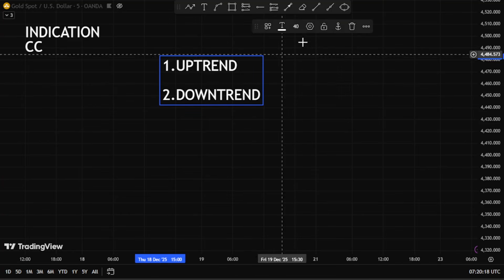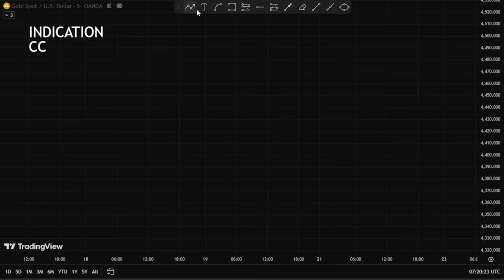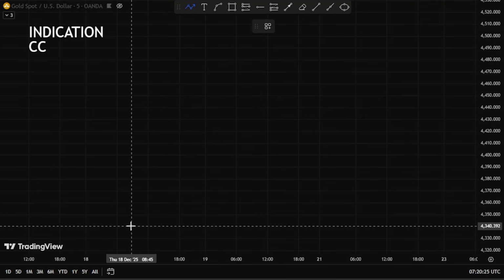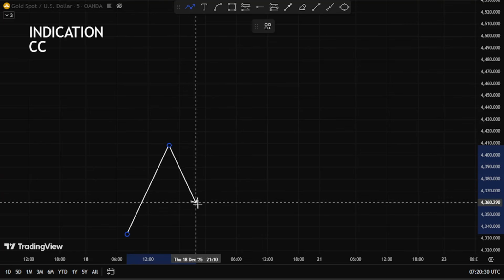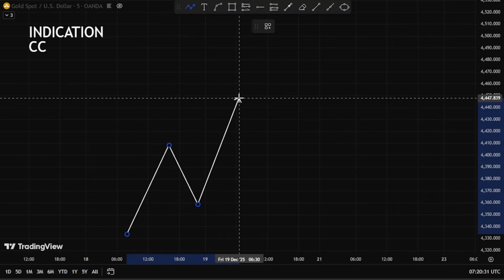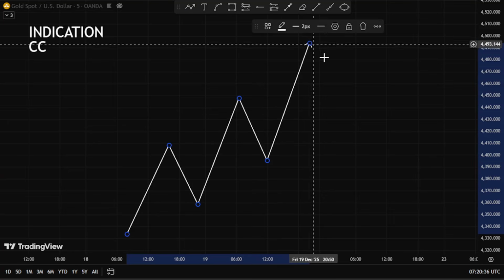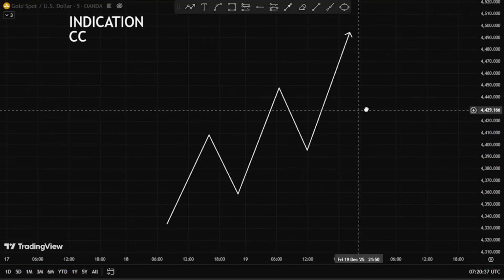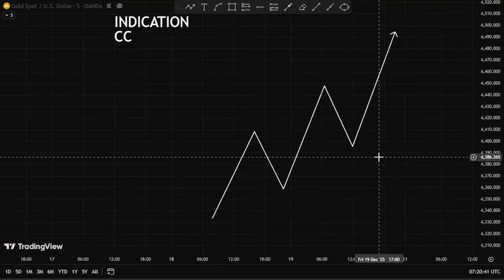Now let's look at the uptrend version of ICC. When the market is moving in an uptrend, we all know that it will be making higher highs and higher lows. Now the reason why the ICC gives you a high risk reward ratio is because of this.